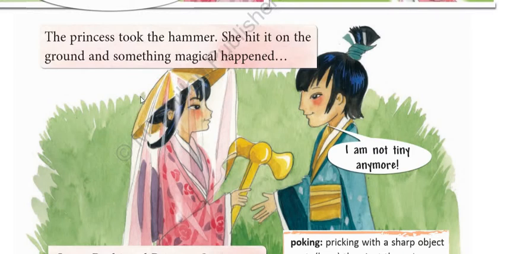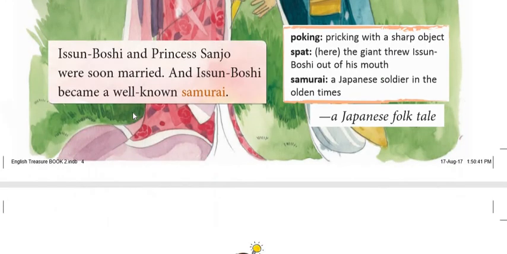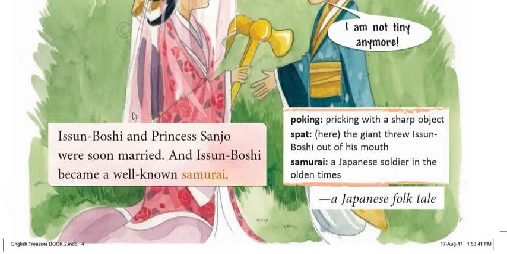Okay, now repeat after me. With the help of magical hammer, Ishubosi grew his height. One more time, please repeat it after me. With the help of magical hammer, Ishubosi grew his height. So that is the end of the story.